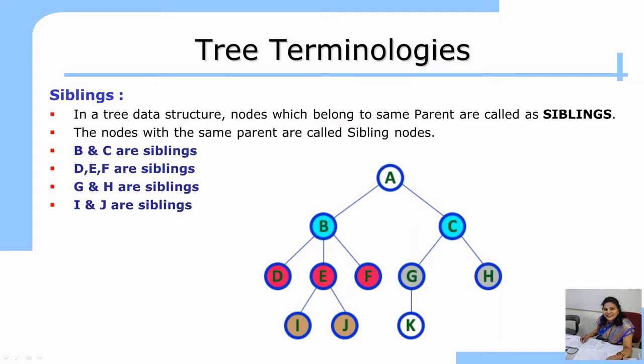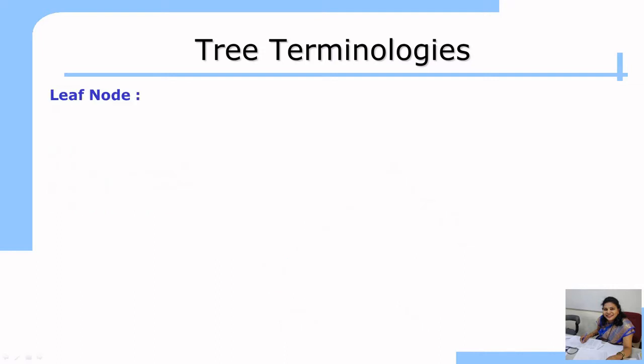As well as you can see that D, E, F have the common parent B. So D, E, F are the siblings. Same, G and H are the siblings. I and J have the common parent E. So I and J are the siblings. And K does not have any sibling because the parent of K is G and G has only one child. If there is more than one child, then they all are sibling nodes.